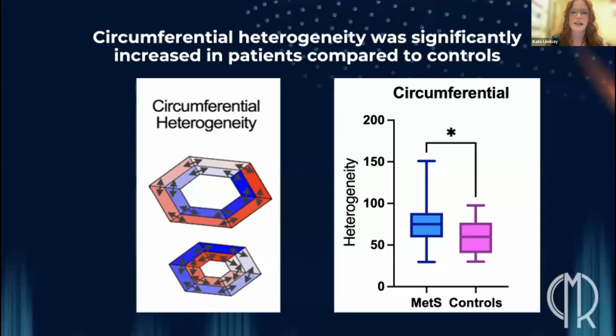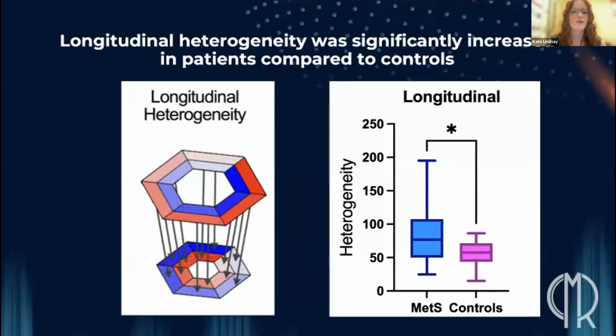Lastly, we wanted to look at longitudinal heterogeneity. So this was the heterogeneity between the segments of different slices, so between the basal and the mid. And in this case, again, the values were increased in the patient group, who had a mean value of around 87% compared to 56 in the controls, with a p-value of 0.01.